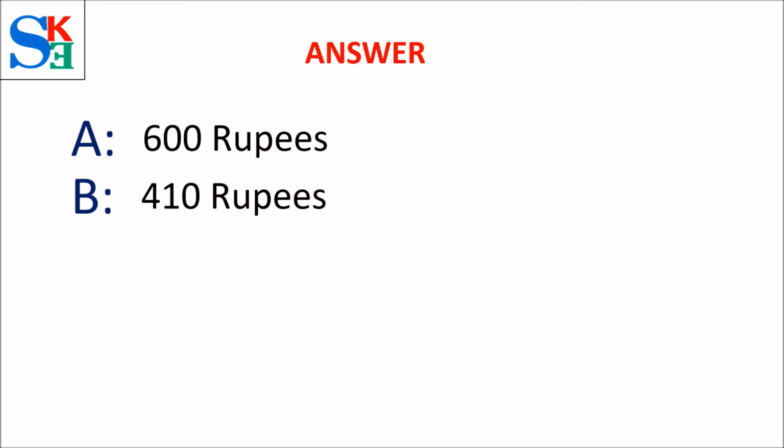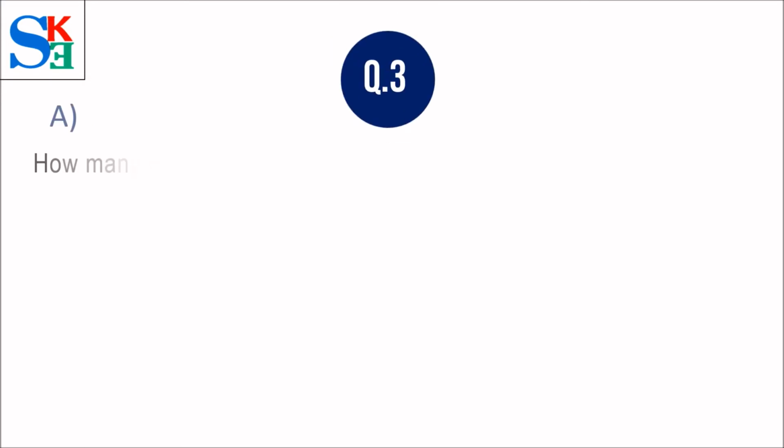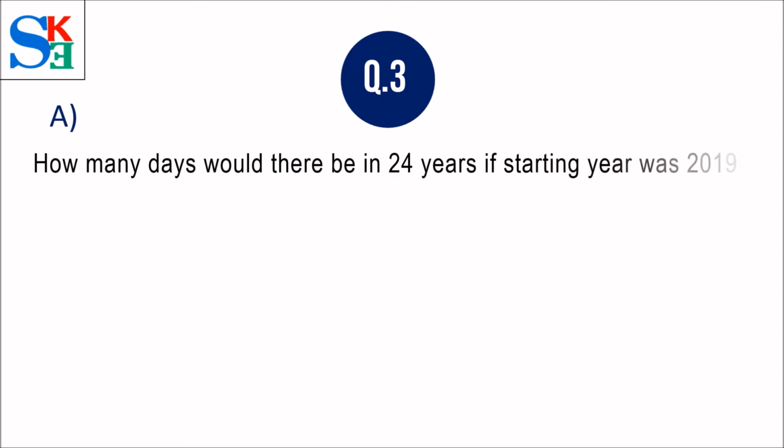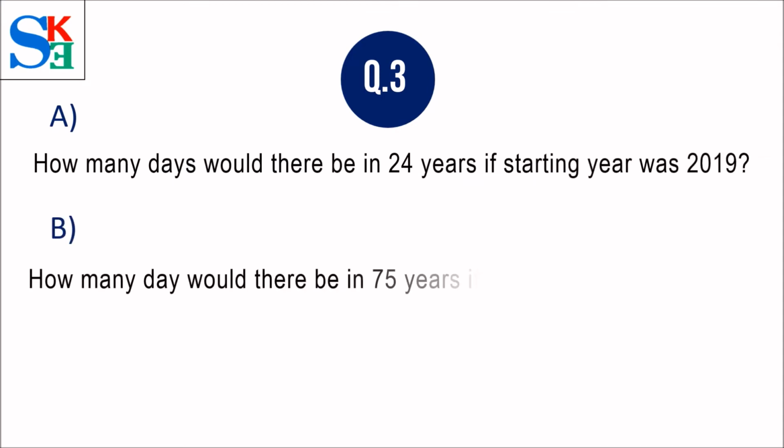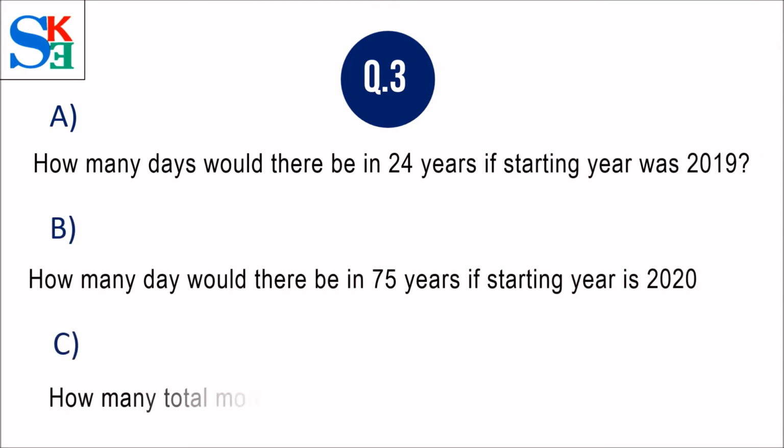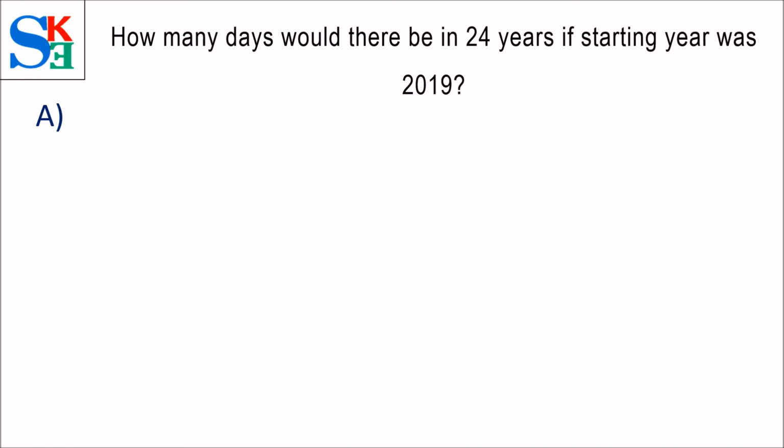Alright, let's now move to question 3. Okay, A, how many days would there be in 24 years if the starting year was 2019? Okay, B, how many days would there be in 75 years if the starting year was 2020? And C, how many total months would there be in A and B? Okay, so let's start with A. Here, what is it asking? It's asking how many days would there be in 24 years if the starting year was 2019.